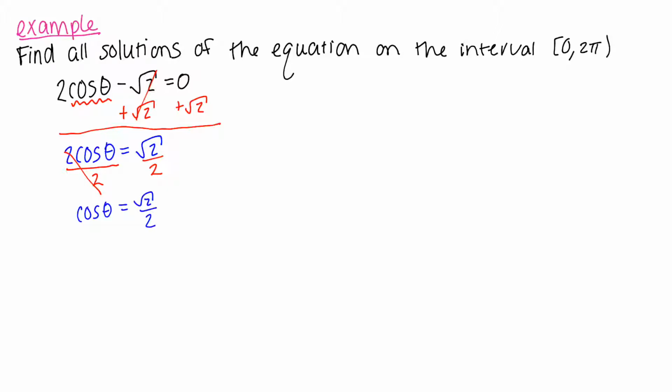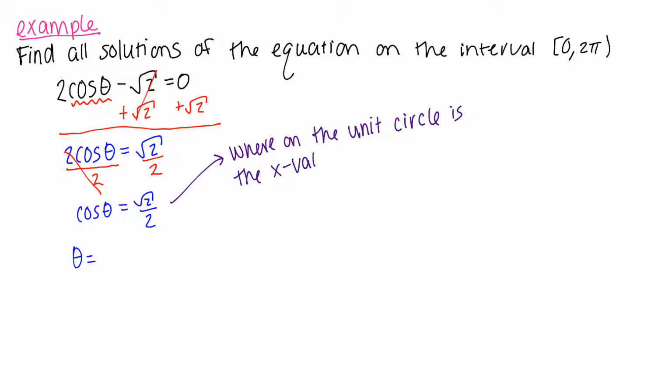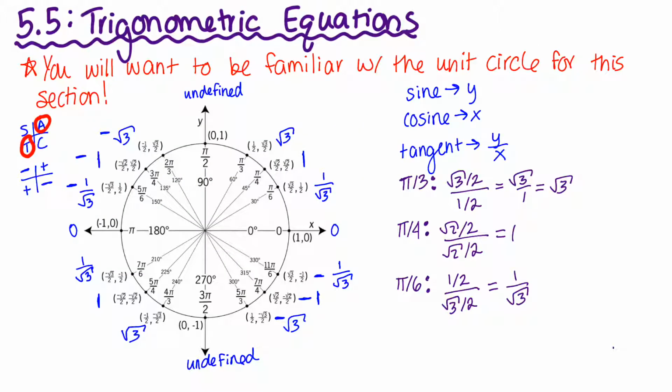We want to figure out what theta equals. And we've been told that we're on the interval 0 to 2 pi. Cosine is the x value. There are 2 times on the unit circle where the x value is root 2 over 2. So let me just make a quick note here. Where on the unit circle is the x value root 2 over 2? Question mark.